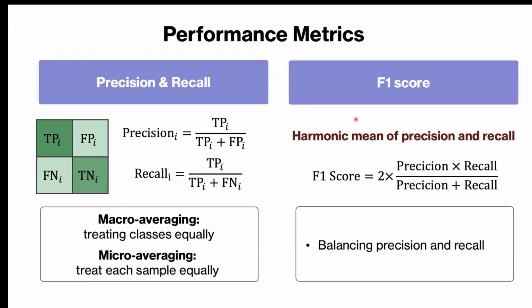And another metric is F1 score, which is basically the harmonic mean of precision and recall, and it is defined as 2 times precision times recall divided by precision plus recall. And this gives us a balancing trade-off between precision and recall.